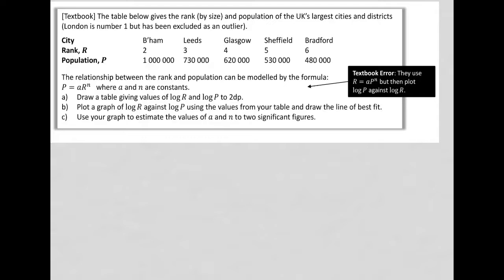So this is the example from the book. I've actually taken this from Dr. Frost. Thank you to Dr. Frost, where he's kindly typed it back out.